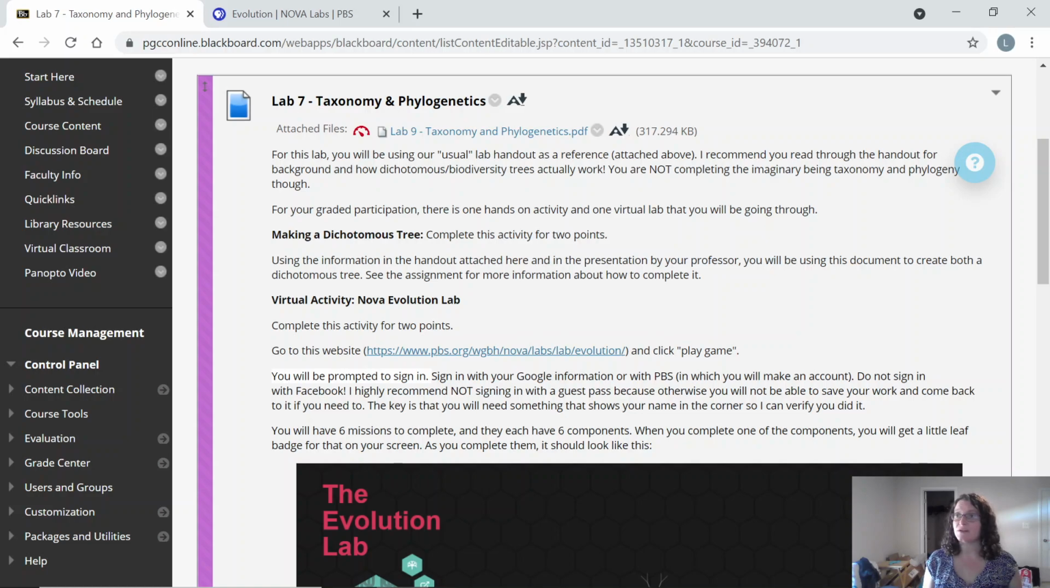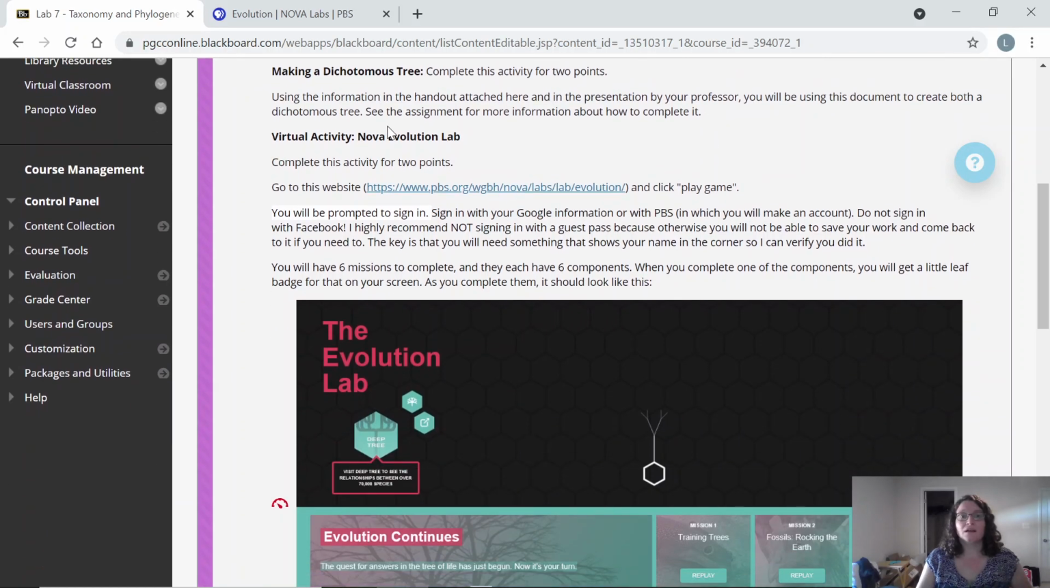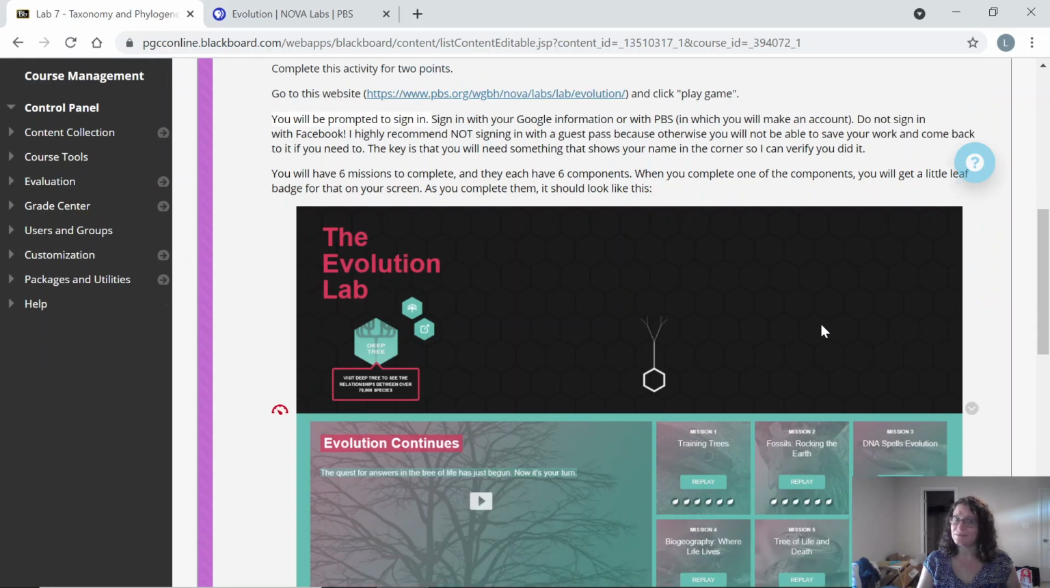I'm going to walk through each one of those separately, but I want everyone to see where you find it. So for making a dichotomous tree, you use a document, and I'm going to show you the document to create a dichotomous key. Then there's going to be a virtual activity. The virtual activity is one of my favorites. It is the Nova Evolution Lab, very easy to do on your own, but it teaches you so much about how evolutionary trees are actually built, because you will be building evolutionary trees.